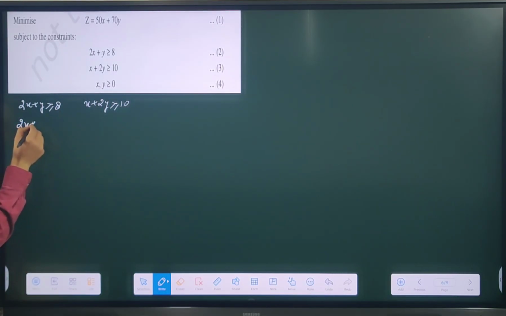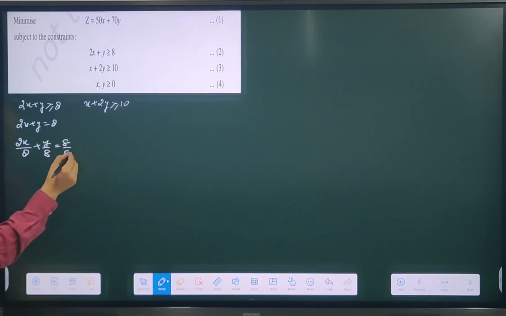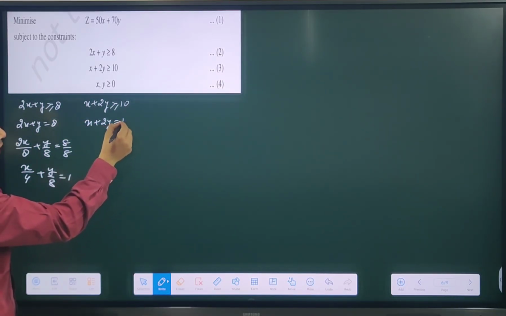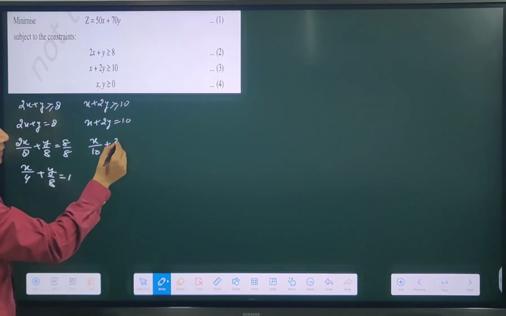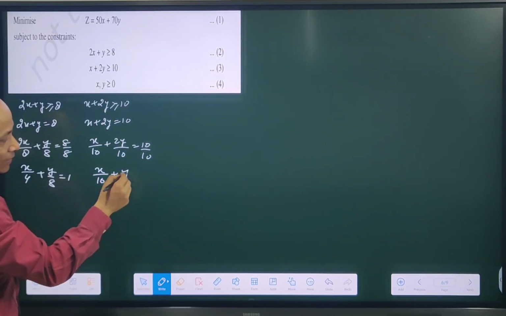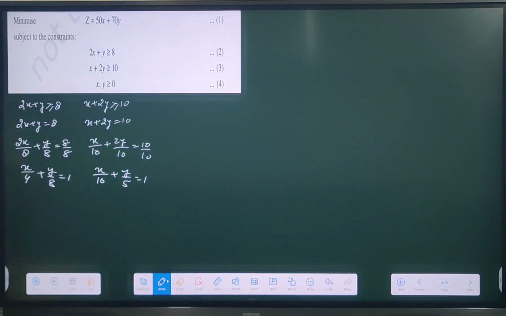The equation corresponding to this inequality will be 2x plus y is equal to 8. Dividing by 8: 2x divided by 8, y divided by 8, 8 divided by 8, so x by 4, y by 8 is equal to 1. And the next one is x plus 2y is equal to 10: x by 10, 2y by 10, 10 by 10, so x by 10, y by 5 is equal to 1. This is the intercept form of the second equation.